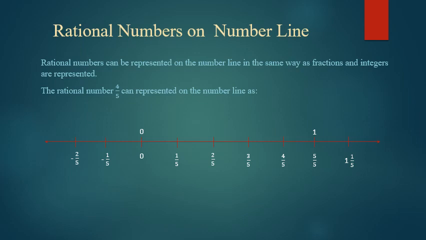Now for the other points, move on the right side with 1 upon 5, 2 upon 5, 3 upon 5, 4 upon 5. That depends on the denominator. If your denominator is 5, then you can mark 1 upon 5, 2 upon 5, and so on. Since we know that 5 upon 5 is exactly equal to 1, just above it mark 1. Now we can see that 4 upon 5 lies between 0 and 1. And in the same way we can move on the left side also, minus 1 upon 5, minus 2 upon 5, minus 3 upon 5, and so on.